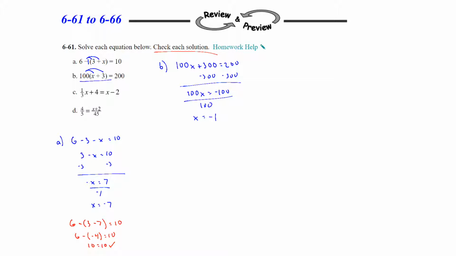We also could have divided by 100 in the very beginning without distributing it. So that's once again a different way that we could have approached that problem. Here is the check. And there you go. So 200 is equal to 200. It works out.